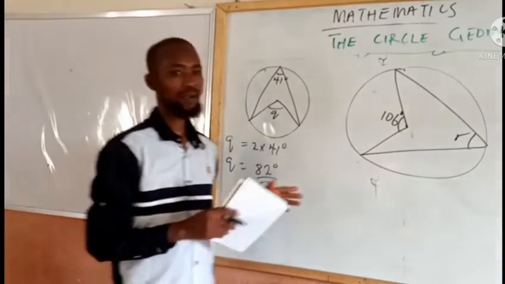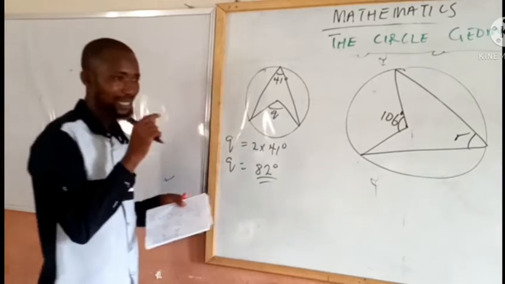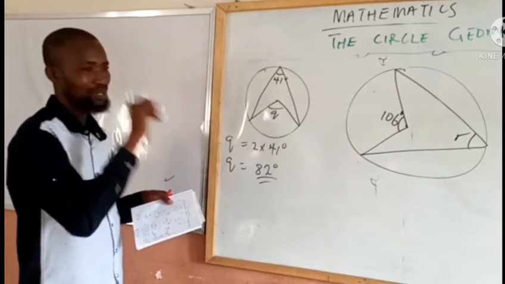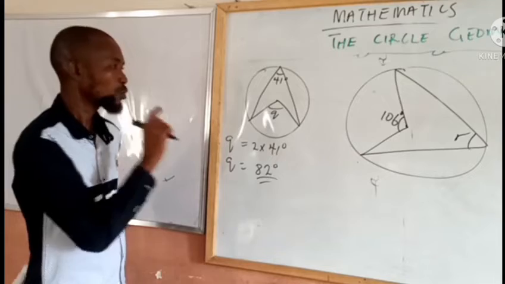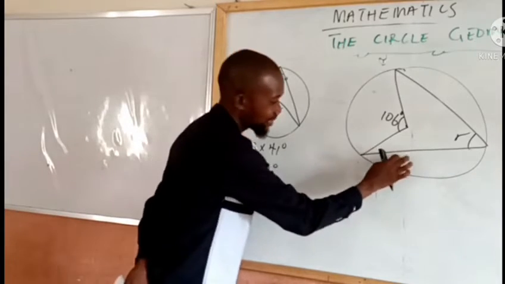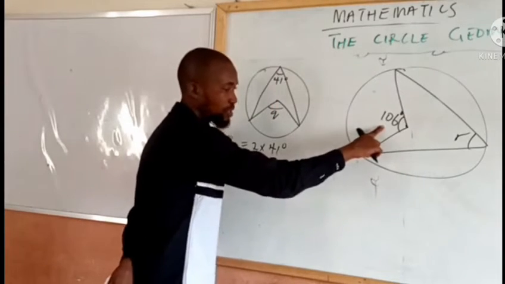What is the angle at the circumference? So remember, the theorem says that angle at the center... So that is the first thing we must be looking for. What is my angle at the center in this question? Angle at the center is 106 degrees.